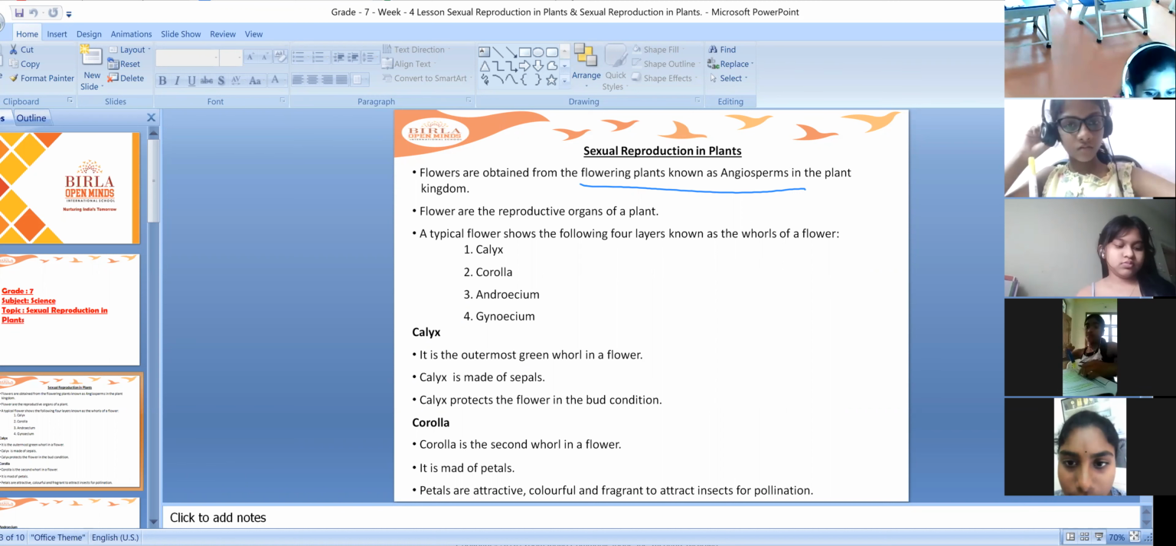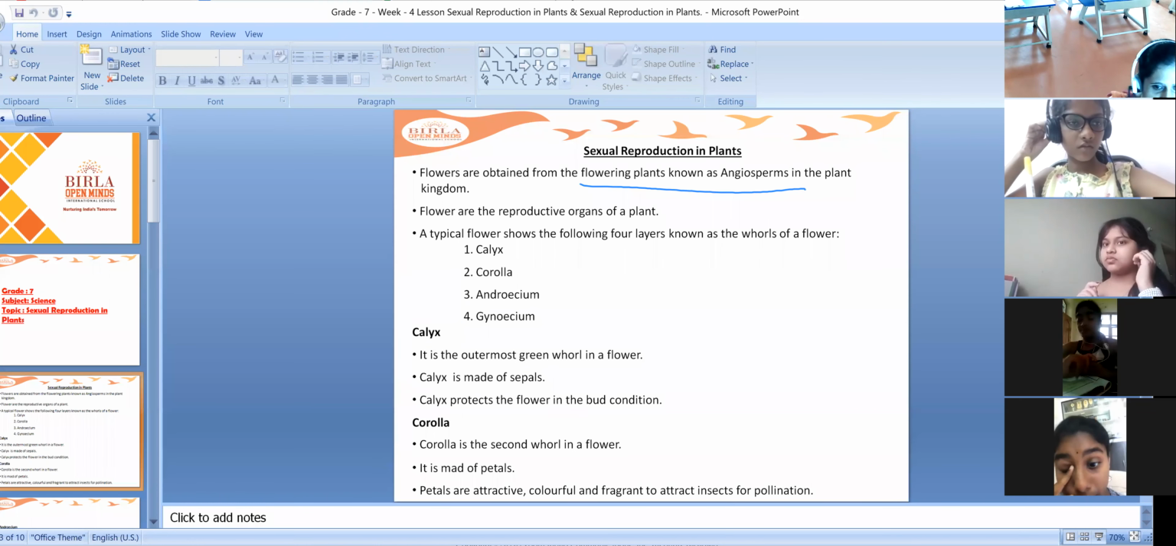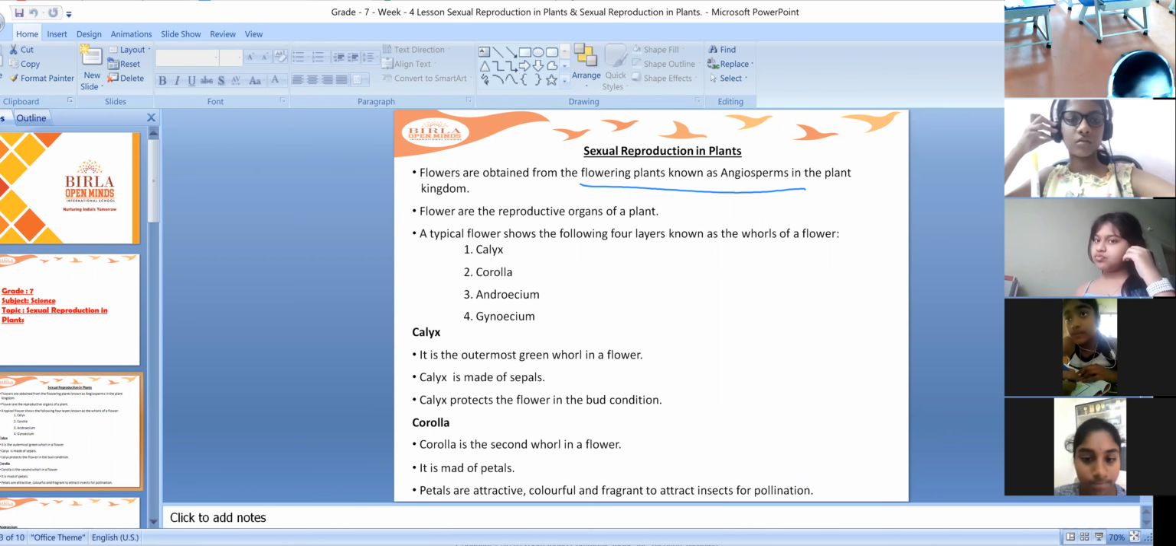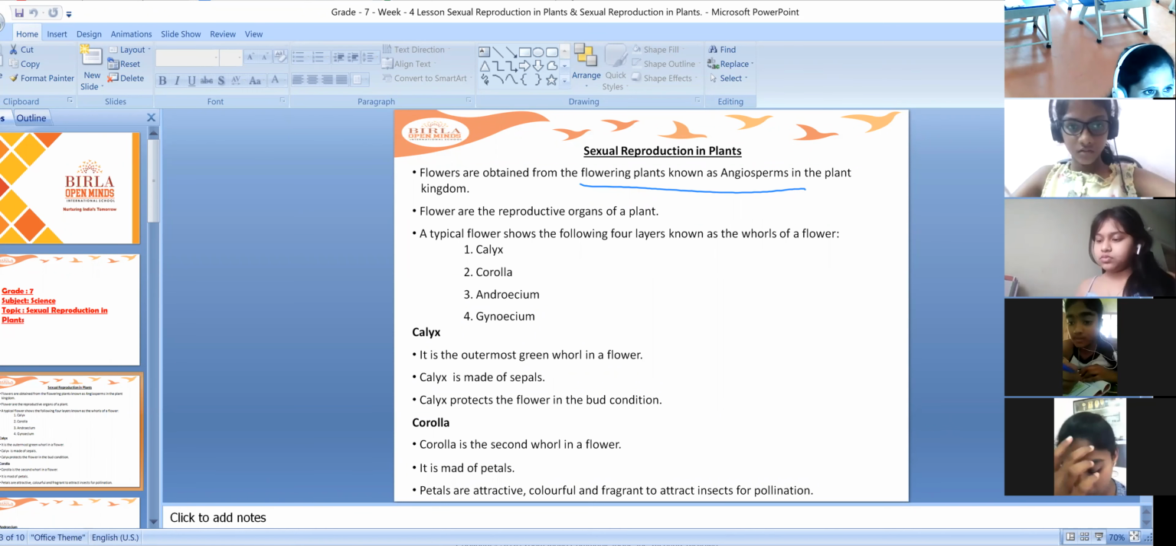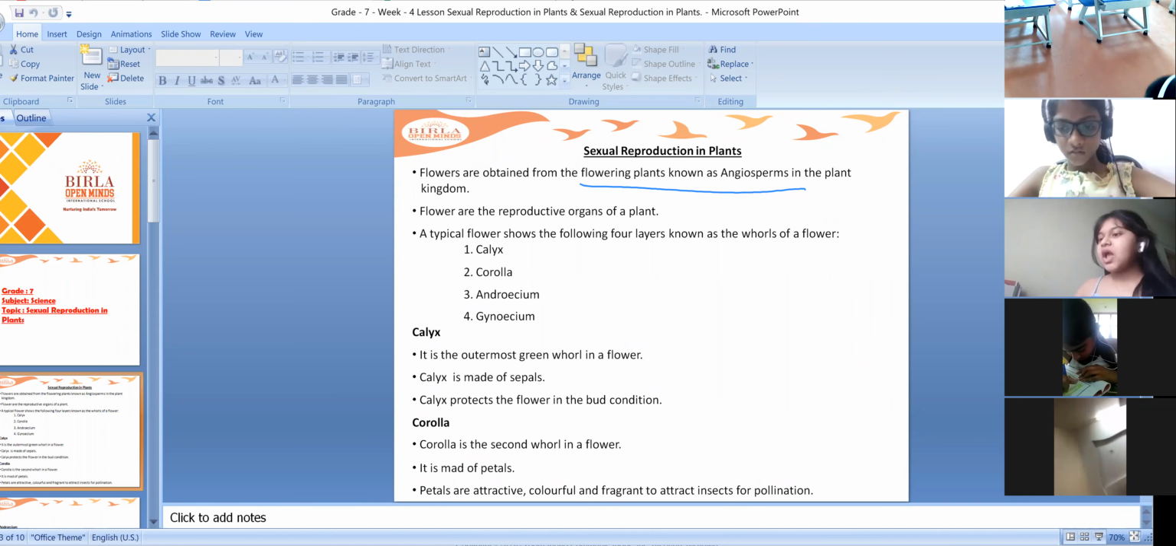There are flowering plants and non-flowering plants also, like crotons. Yesterday we saw one spider plant. Does it have flowers? No, it won't have. Some plants don't have flowers. So there are a few plants which are flowering. These flowering plants are known as angiosperms in the plant kingdom.